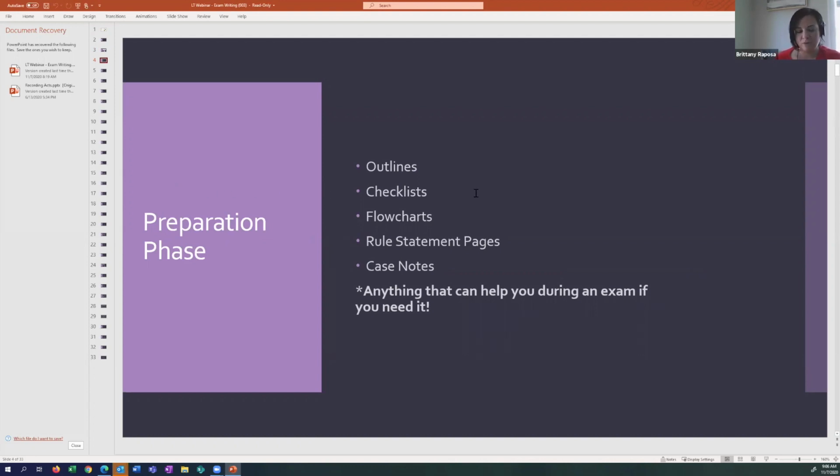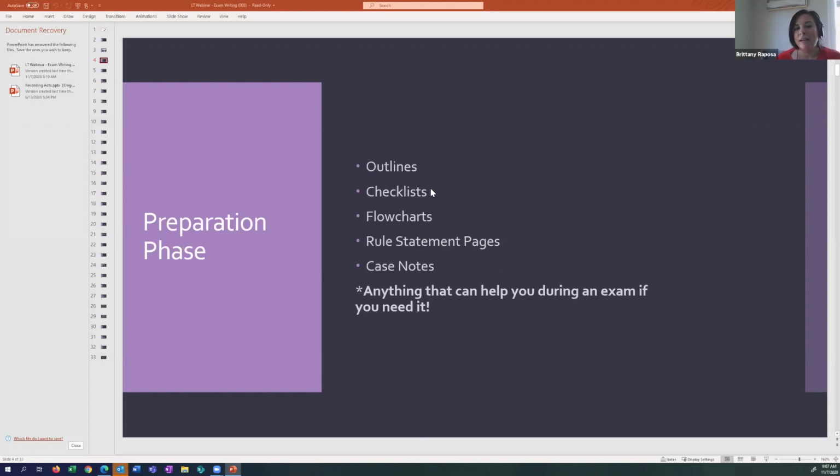Making or writing outlines can definitely get you prepared. Maybe checklists, if you're more of a checklist person. Like if you are in torts and you need to figure out how to write an answer on negligence, make a negligence checklist, and you can do that for every topic in any subject. A flow chart too could be really helpful. If you're in con law, for example, flow chart all the steps for the commerce clause or something like that.